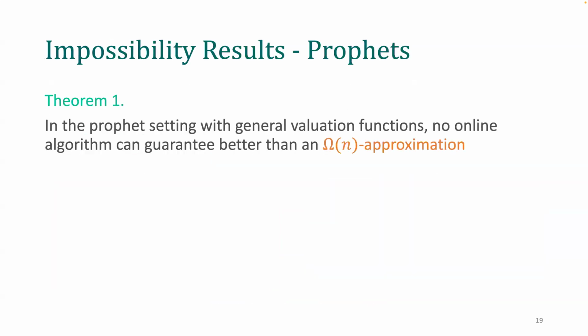With that, I'm going to start with some bad news first. Even when we only consider valuations that are subadditive, in general, in the profit setting, no online algorithm can guarantee better than an Omega(n) approximation. So there's this really strong impossibility result: there's a worst case instance such that the best thing the online algorithm can do is just guess something at random. There's nothing more to do.